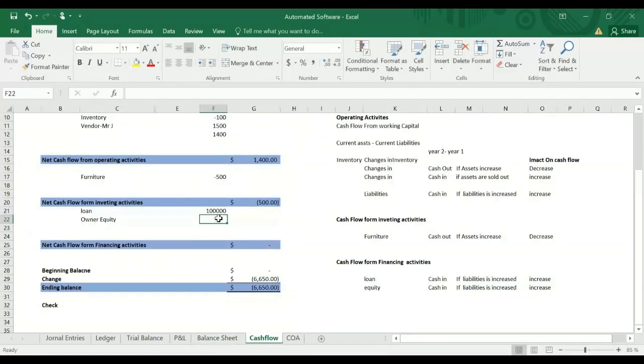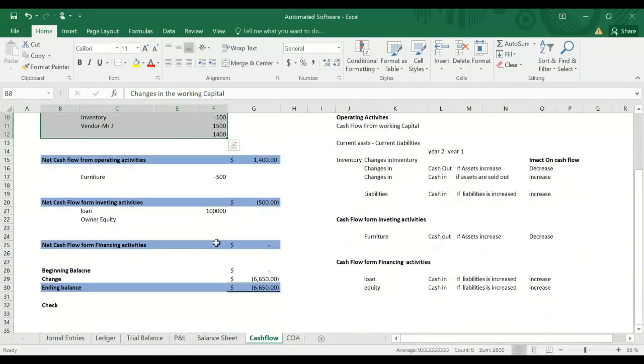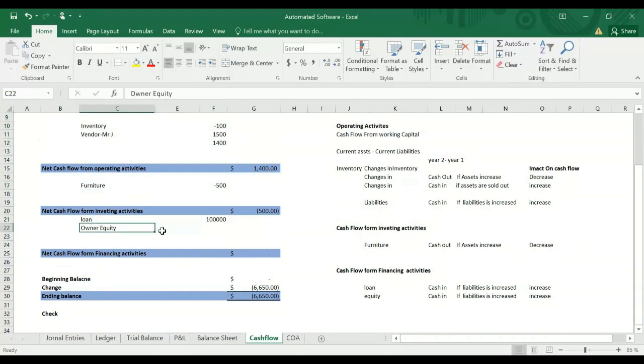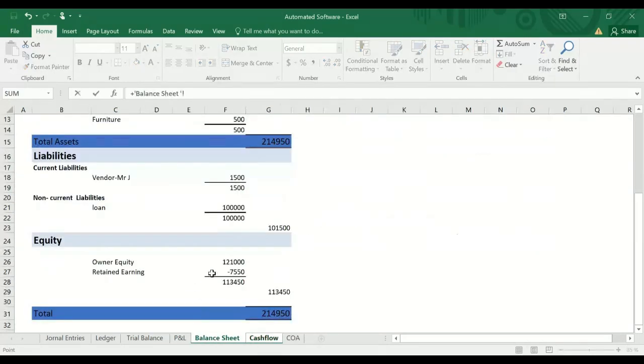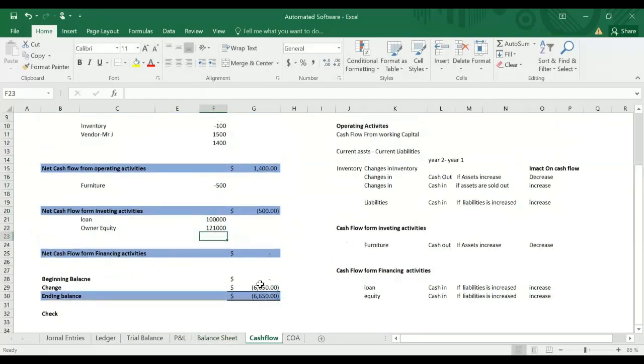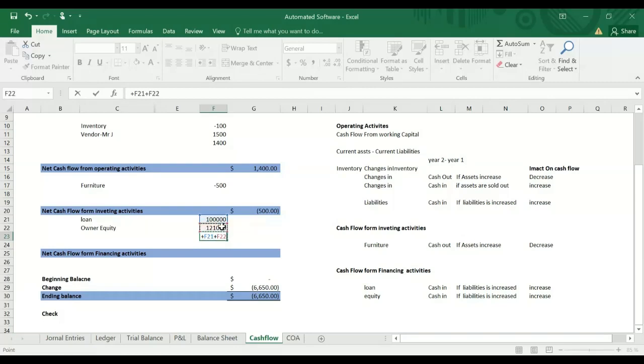That is non-current liabilities. Current liabilities and the current assets will be included in our cash flow from the working capital, and the non-current assets will be included in our cash flow from the operating activities and the cash flow from the investing activity. Sorry, cash flow from the investing and the cash flow from financing activities. So for owner's equity, the same formula will be used. Just go to the balance sheet, select the owner equity, that is this one, less 0, press enter. So this is the cash flow from the investing activities, and this is cash flow from the financing. We're going to add these two, loan plus this one, press enter. Now we're going to link both these, just press enter.